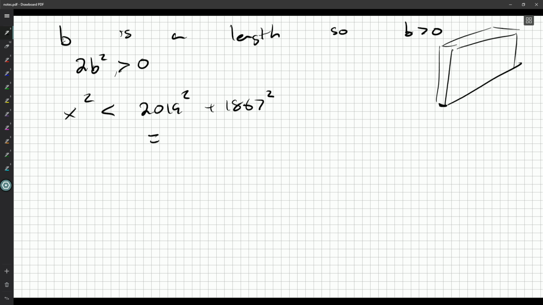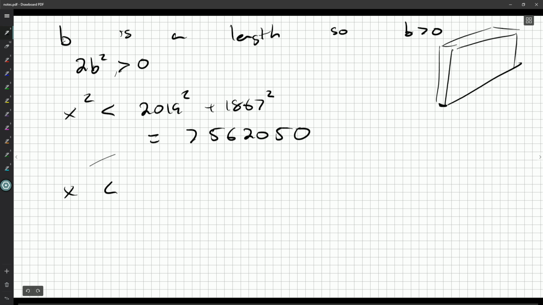I don't know if we need to calculate it now, but 2019 squared plus 1867 squared. That's a big number. It's about 7.5 million. But if we square root both sides, x has to be less than, oh gosh, what is the square root of that? The square root of 7562050. So x has to be less than 2749.91, but x is an integer, so x can at most be 2749.